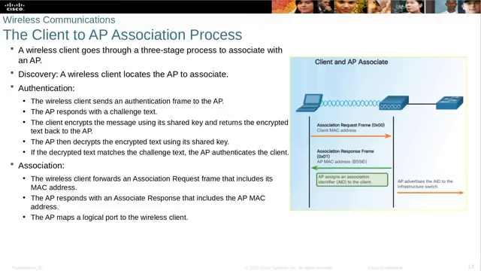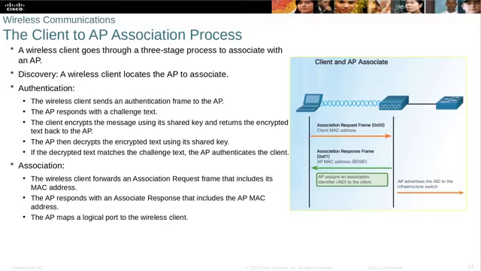Authentication, which is where the wireless client sends out an authentication frame to the access point. The access point then responds with a challenge text. The client encrypts the message using its shared key and returns the encrypted text back to the access point. The access point then decrypts the encrypted text with its shared key. Of course, if it can decrypt the encrypted text, then the shared keys match. Okay, so that's good.